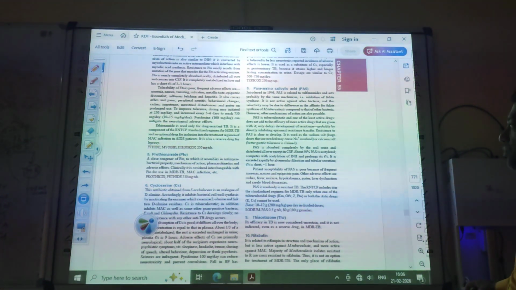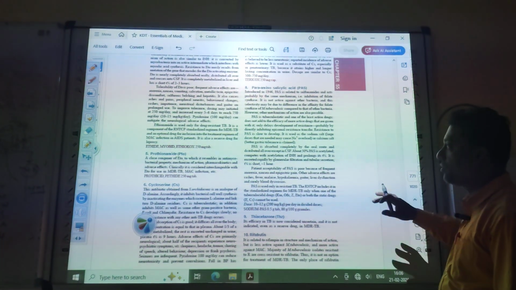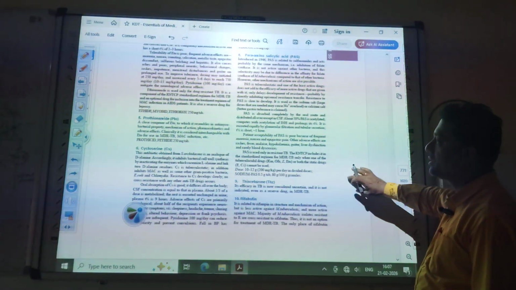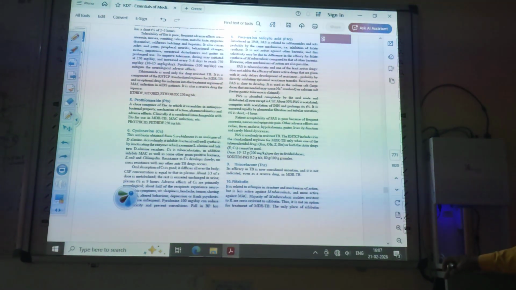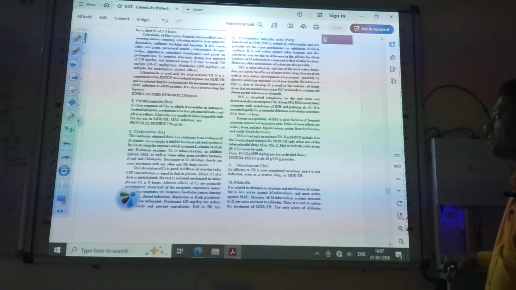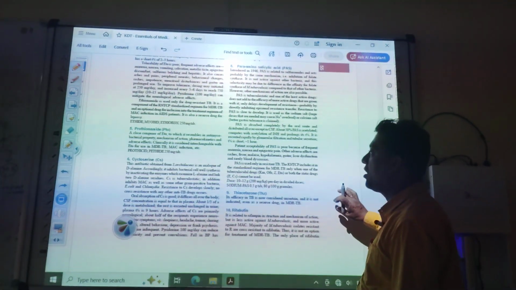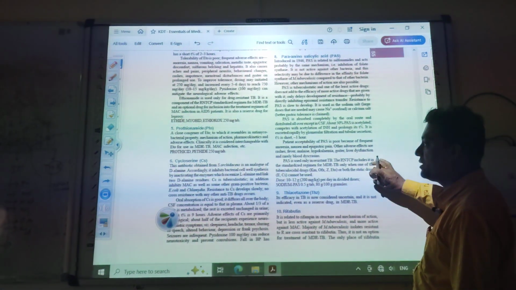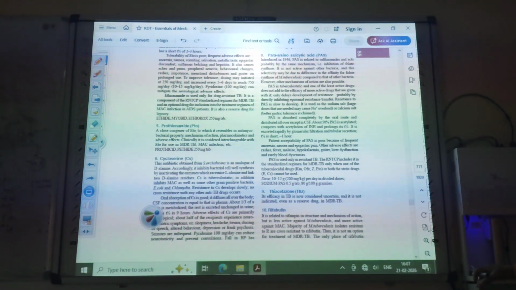Okay, then prothionamide, PTO, prothionamide, it is number 5, a second line antitubercular drug. Okay. Then cycloserine, CS, capital C, small s. This antibiotic obtained from S. orchidaceus is an analog of D-alanine. It is an amino acid. Accordingly, it inhibits bacterial cell wall synthesis. Okay.